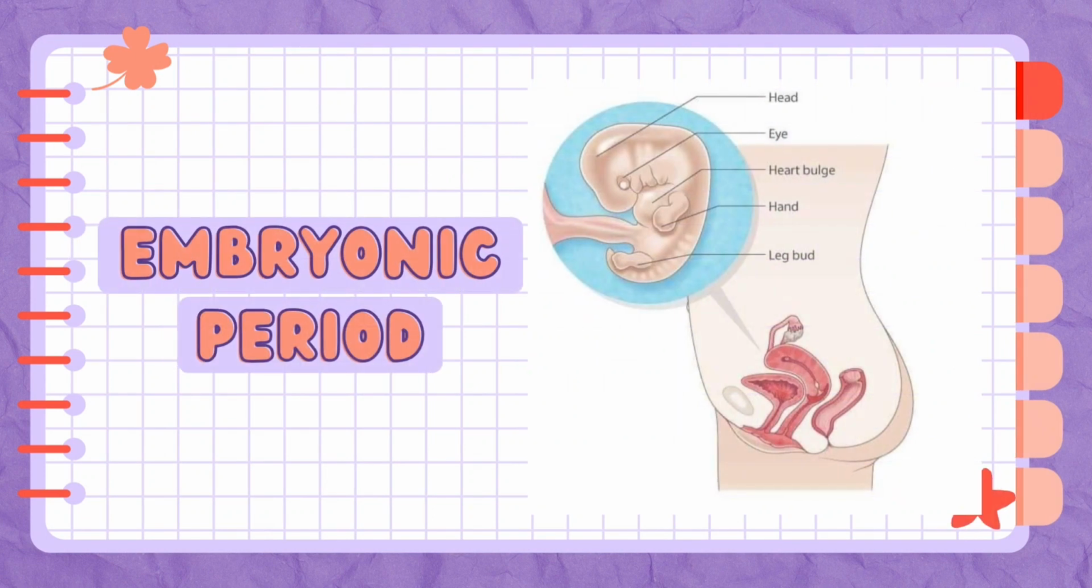Moving on to the embryonic stage. The embryonic stage lasts from about the third week of pregnancy until the eighth week of pregnancy. It begins after the blastocyst is completely implanted in the uterine wall. During this stage, as we can see here in the photo, the blastocyst finally begins to take on distinct human characteristics. The head, eyes, heart bulge, hand, and leg buds are starting to take form. It is now called an embryo. By the end of the eighth week, most of the embryo's organs and systems take shape.